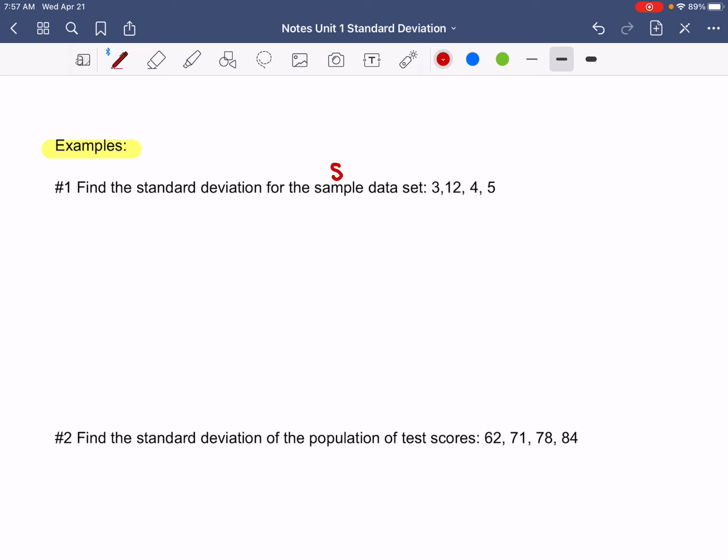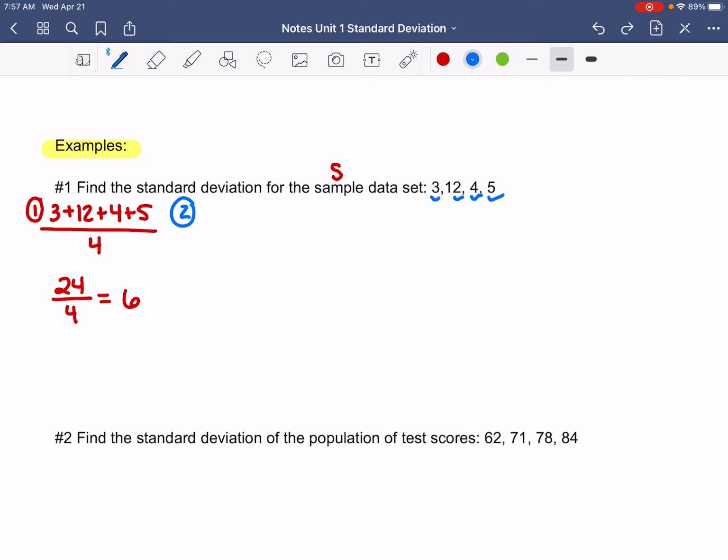So we're going to start with step 1, which is just finding the mean. To find the mean, you add up all your data and you divide by how many there are. So 3 plus 12 is 15, 19, 24. And then you divide by 4. So 24 divided by 4 is 6. So that's the mean.